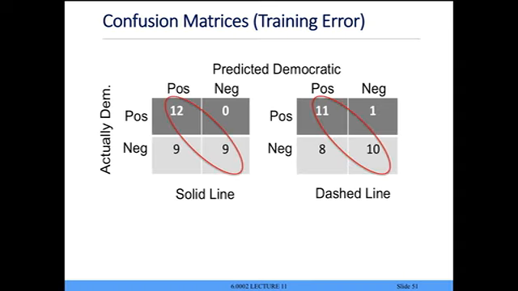And that diagonal is important because those are the correctly labeled results, right? In the dashed line case and solid line case, it gets all of the correct labelings of the Democrats. It gets half of the Republicans right, but it has some where it's actually a Republican, but it labels it as a Democrat. That we'd like to be really large.